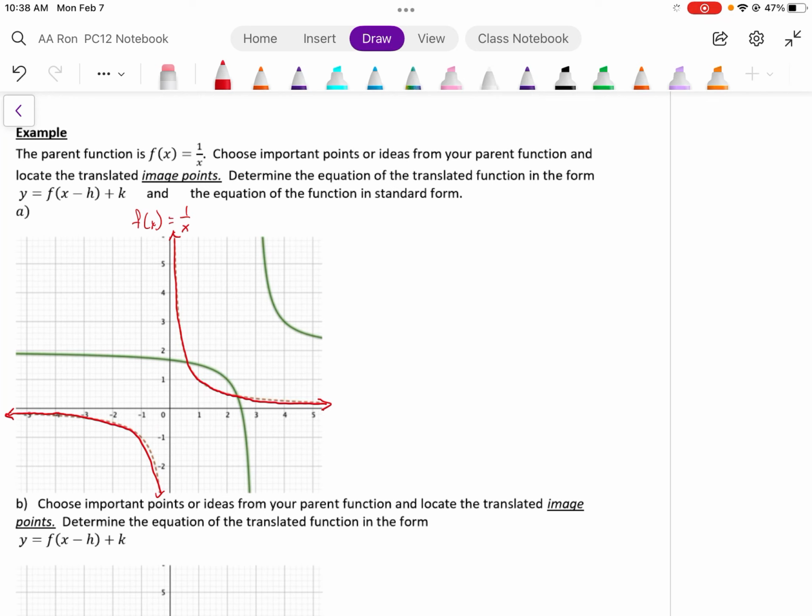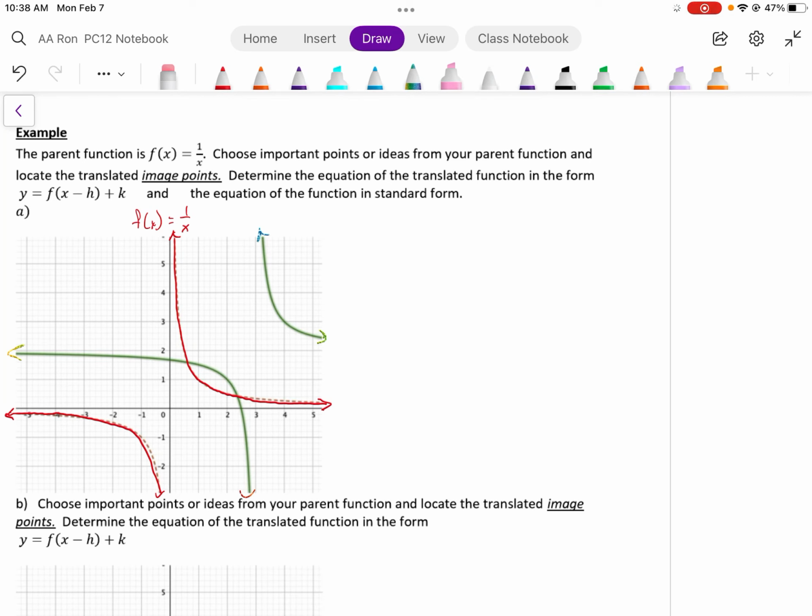We're going to determine the equation of the translated function in the form y is equal to f of x minus h plus k. Now, I'm going to help us out along here. Here's the red graph. Here's the green graph. I'm going to ask myself, how do I change the red graph into the green? And by the way, I can only shift this left, right, up, down. You may be asking yourself, well, why can't I do other things? Well, because that's not what this lesson's about.